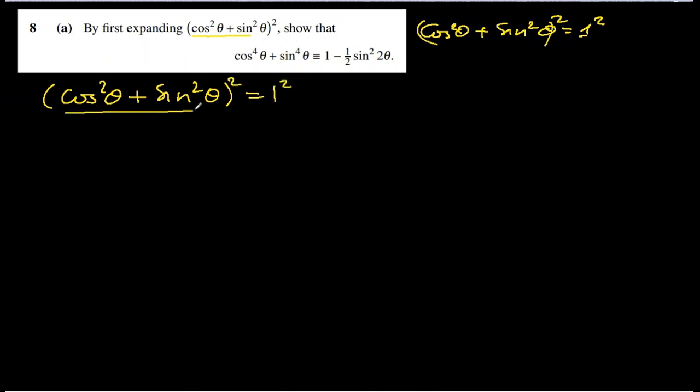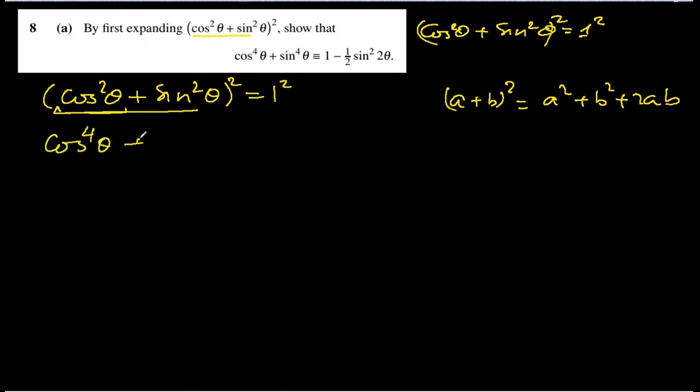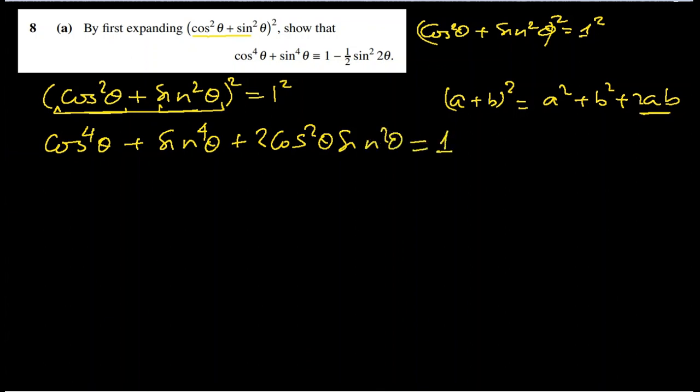So if I expand this by the identity (a + b) whole square equals a square plus b square plus 2ab, it will be the square of cos square theta, which will be cos to the power 4 theta, then the square of sine square theta, which will be sine to the power 4 theta, and then 2ab, 2 multiplied by cos square theta sine square theta, and that is equal to 1.